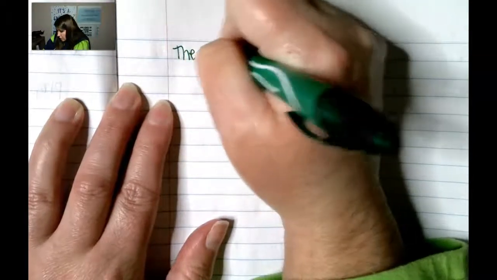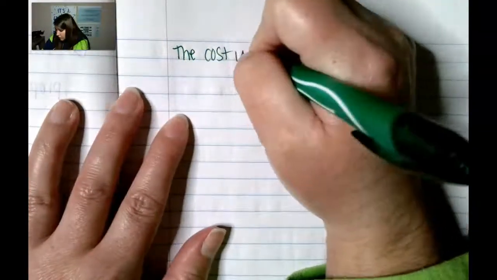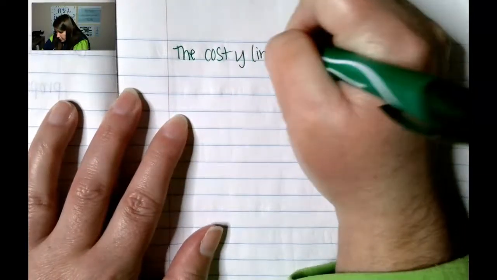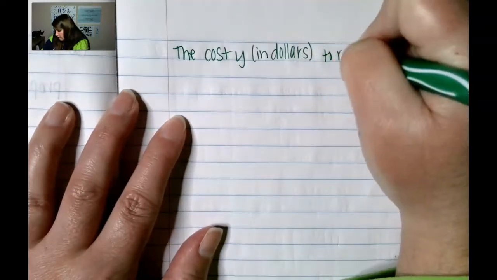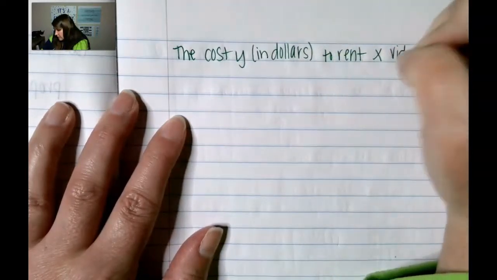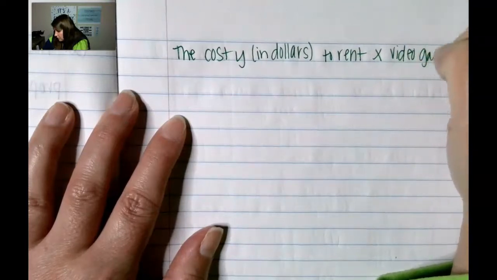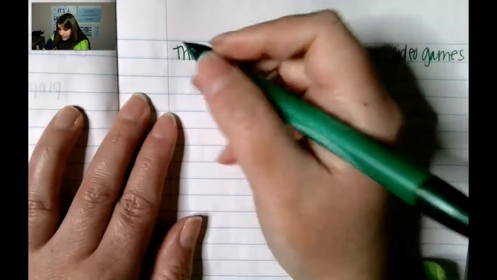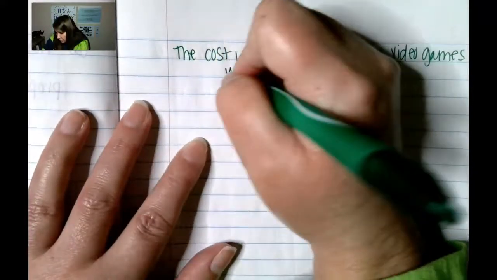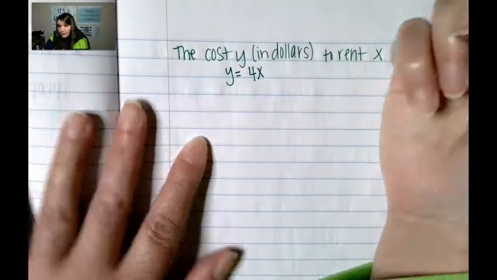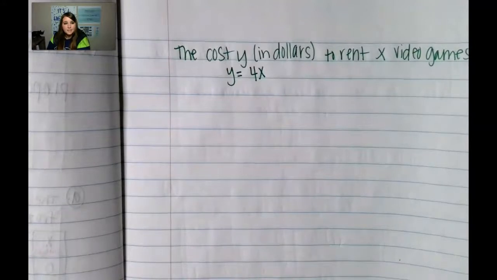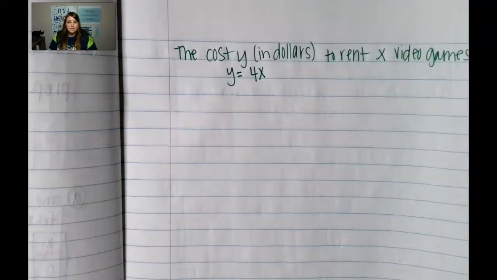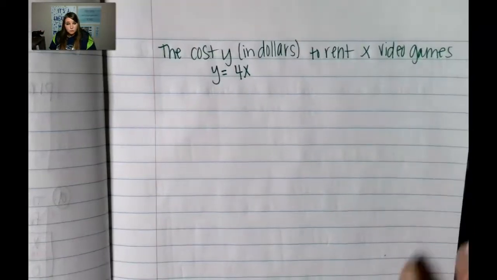the cost y, which is in dollars, to rent x video games is represented by the equation y equals 4 times x. I would like for you to graph the equation and then tell me what it means. So graph this equation and then tell me what this means by interpreting the slope.